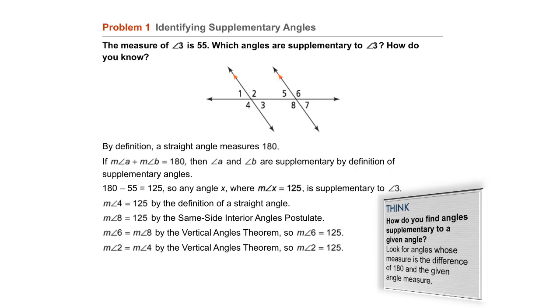The measure of angle 6 equals the measure of angle 8 by the vertical angles theorem, so the measure of angle 6 is also 125, and the measure of angle 2 equals the measure of angle 4 by the vertical angles theorem, so the measure of angle 2 equals 125. Each of these four angles, 4, 8, 6, and 2, are all supplementary to our angle 3.